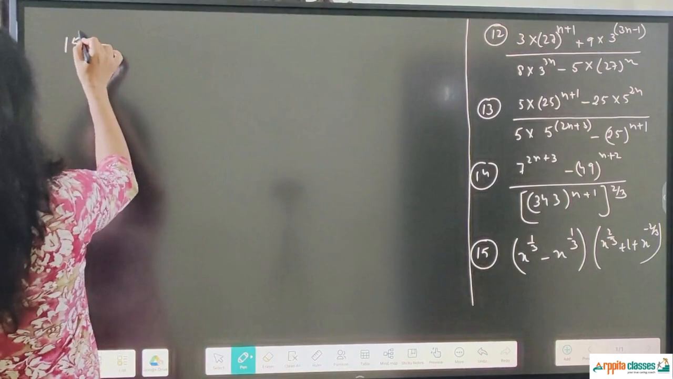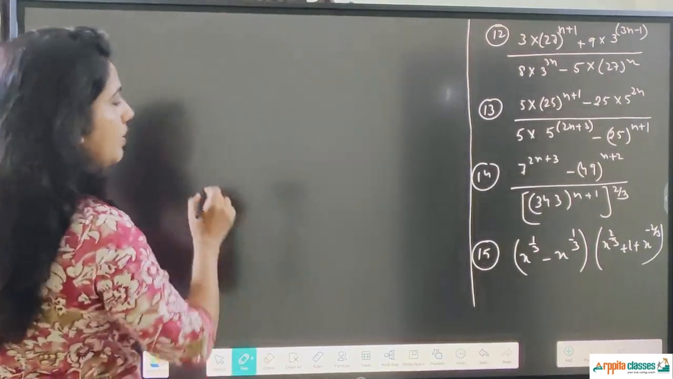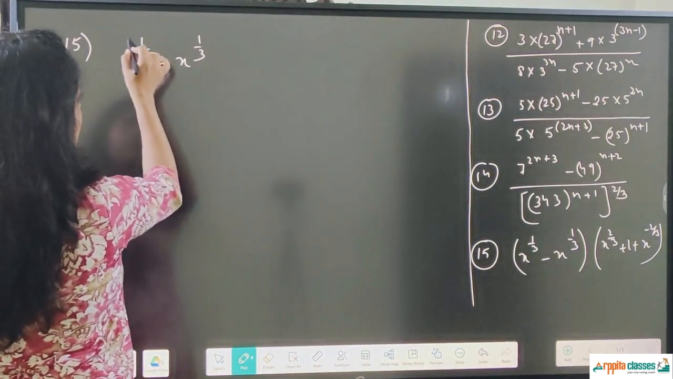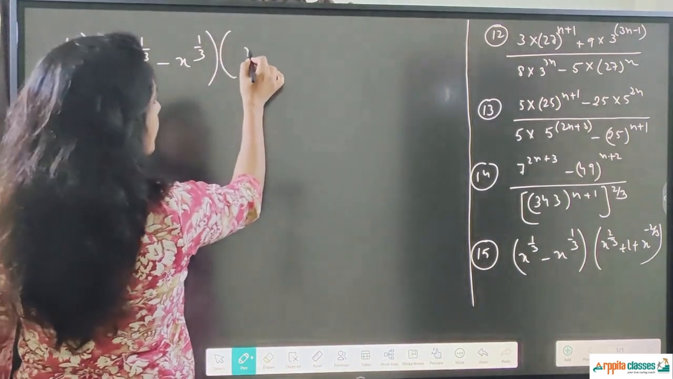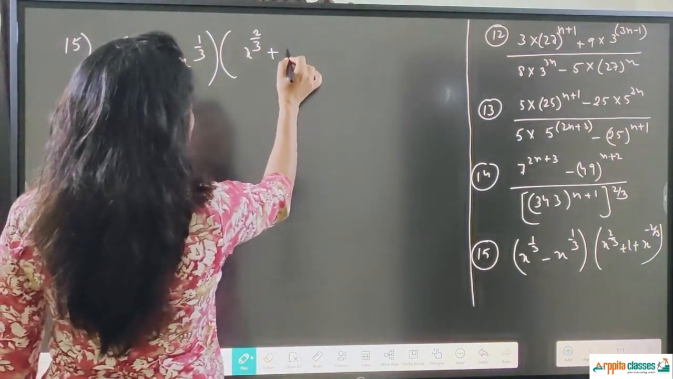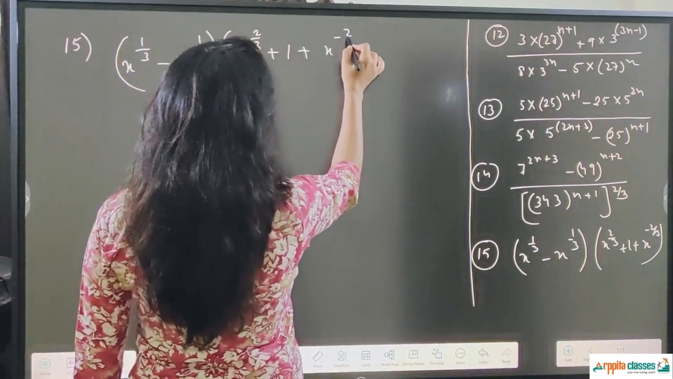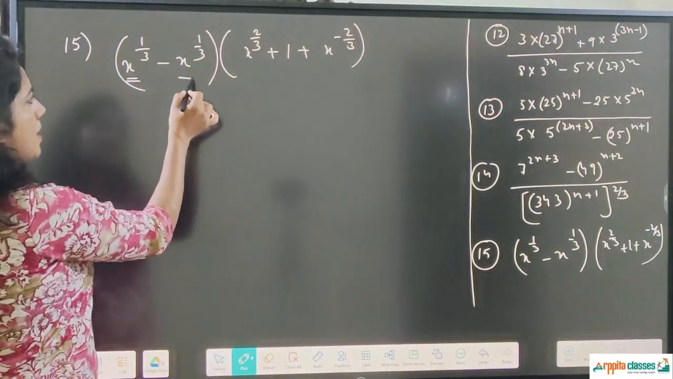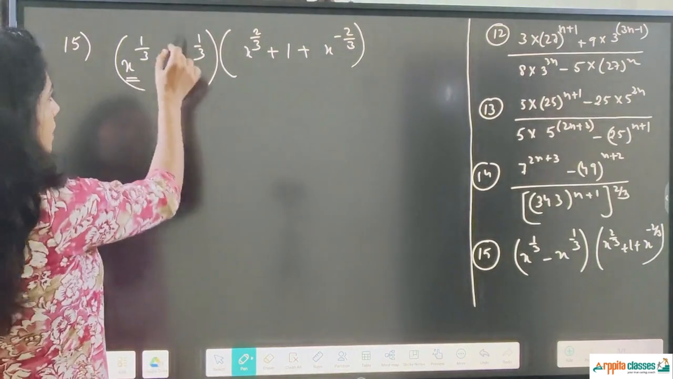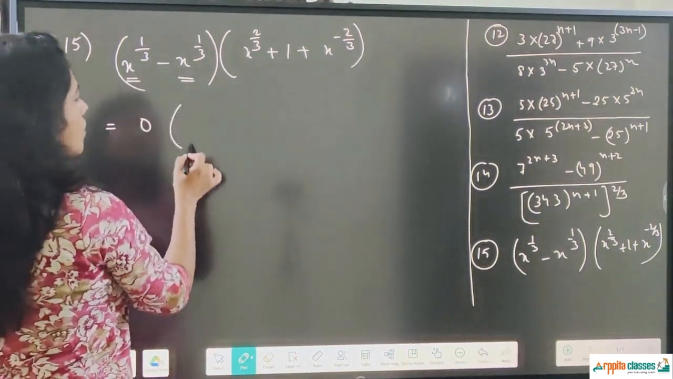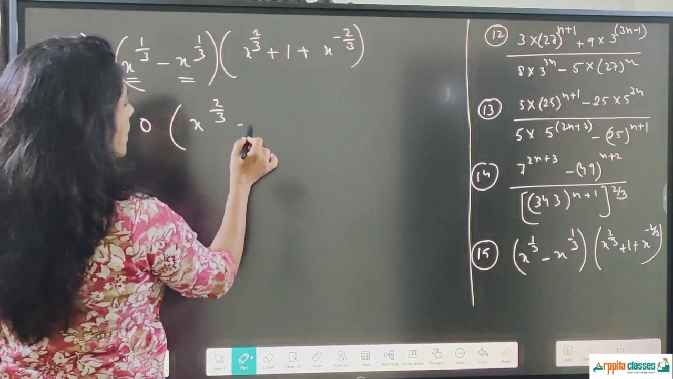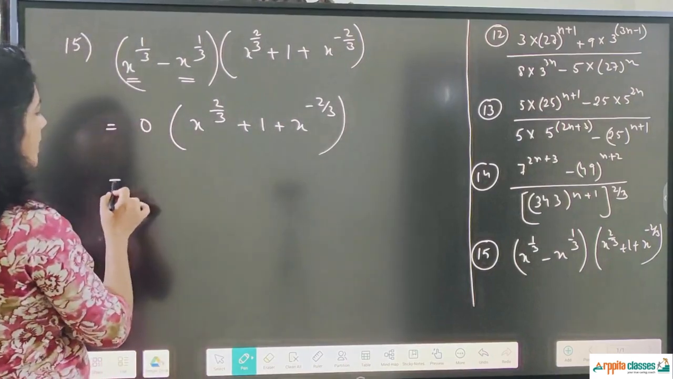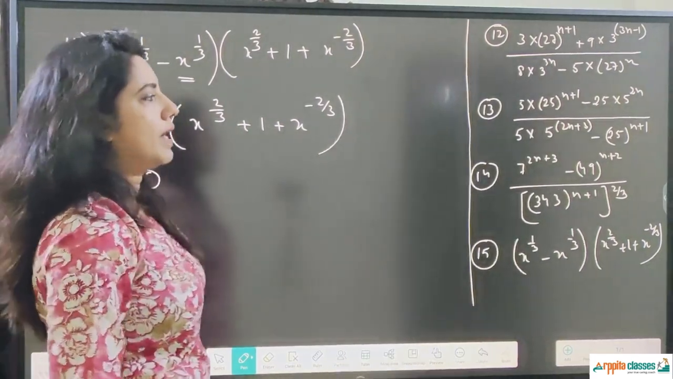So we do question number 15 now. X to the power 1 by 3 minus x to the power 1 by 3, X to the power 1 by 3 minus x to the power 1 by 3 whole to the power x to the power 2 by 3 plus 1 plus x to the power minus 2 by 3. Now this sum is very easy. You can see same quantity is subtracted from same quantity. So this particular part will give me 0. So 0 into anything, x to the power 2 by 3 plus 1 plus x to the power minus 2 by 3. 0 into anything is 0. So the answer for the 15th one is 0.